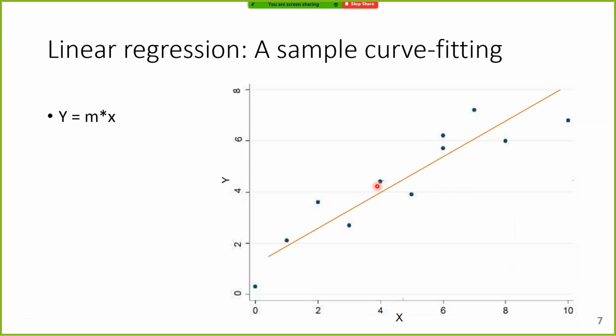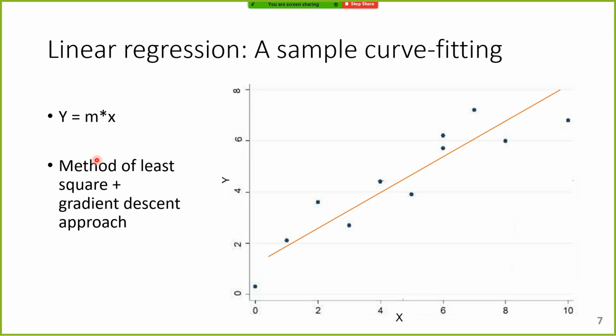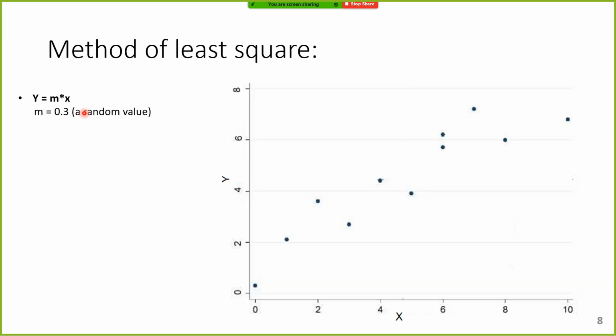To train a model like this, we can fit a straight line to this curve. If we have the equation of the straight line that represents these data points in the best possible way, then we can put an x value there and we will get a corresponding y value. To do this, we saw how we can apply the method of least squares and associate it with the gradient descent approach to figure out the optimum value of m. To do that, we started with a random value of m. Corresponding to this random value of m, there can be some random straight line like this.